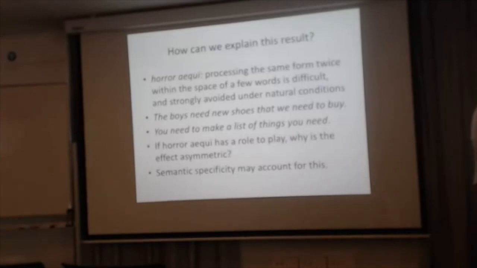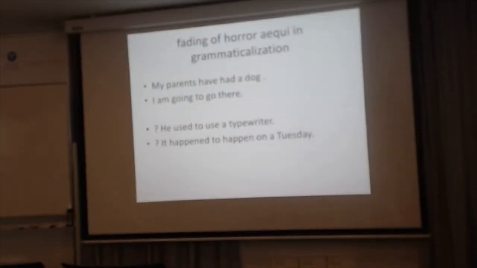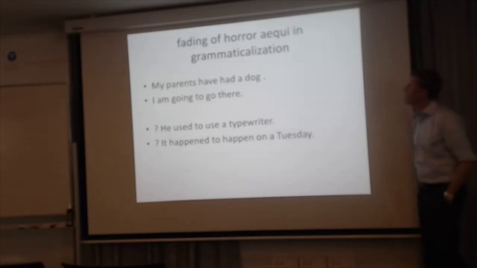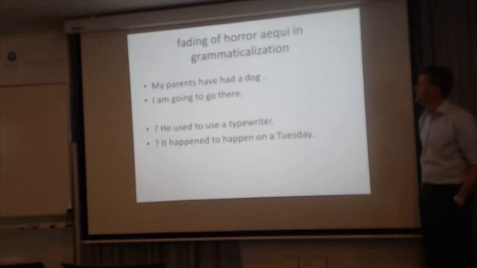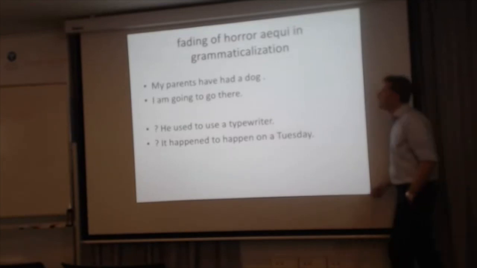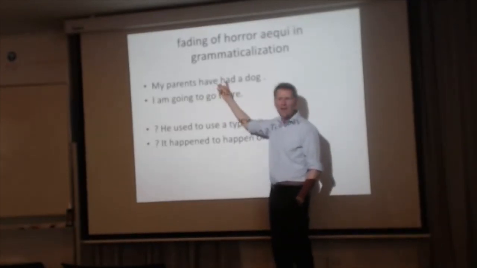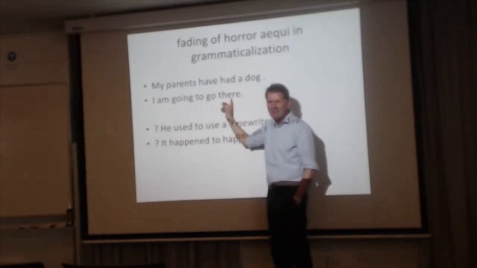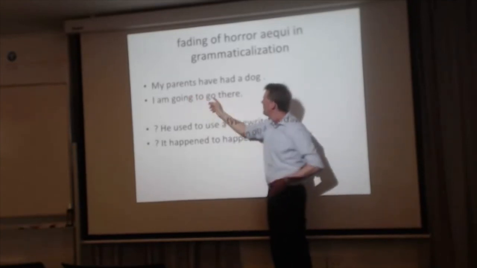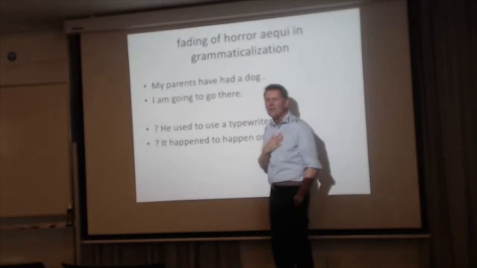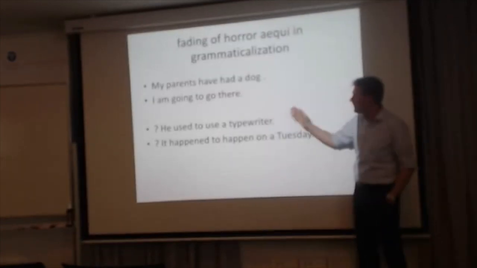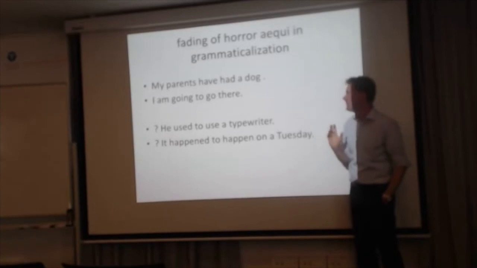Well, we've been thinking about this, and we think that semantic specificity may account for this. Across many cases of grammaticalization, we can actually observe a fading of horror aequi in forms that are strongly grammaticalized. So when you look at sentences like, my parents have had a dog, we have grammatical have, lexical have, completely adjacent, and nobody thinks it's terrible. It's completely normal. That's how it works. I'm going to go there. Again, going to, strongly grammaticalized, and lexical go and follow. That is perfectly fine.